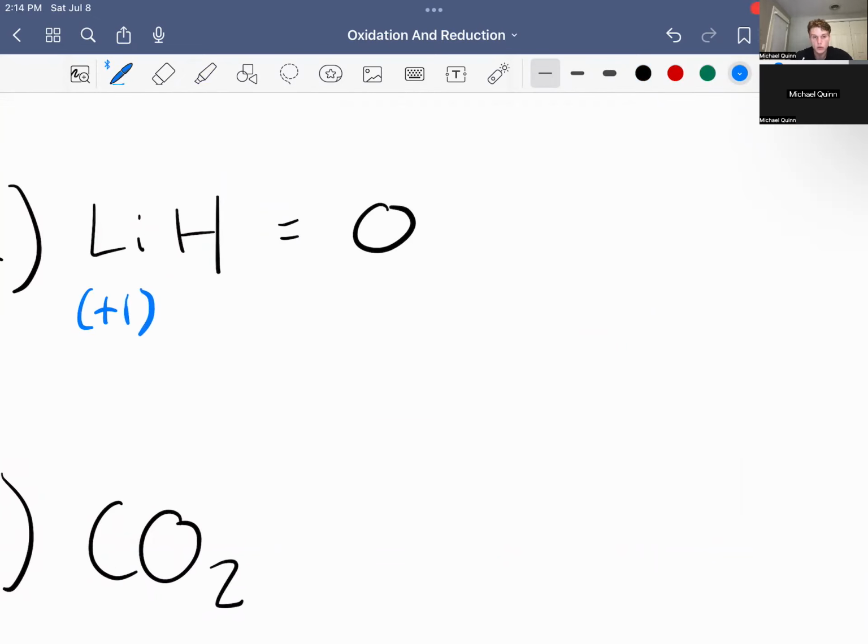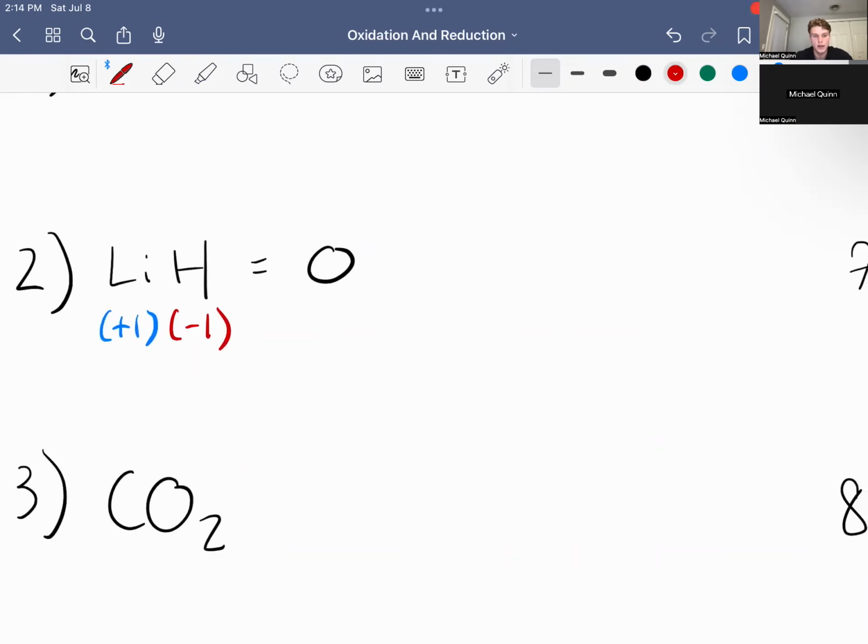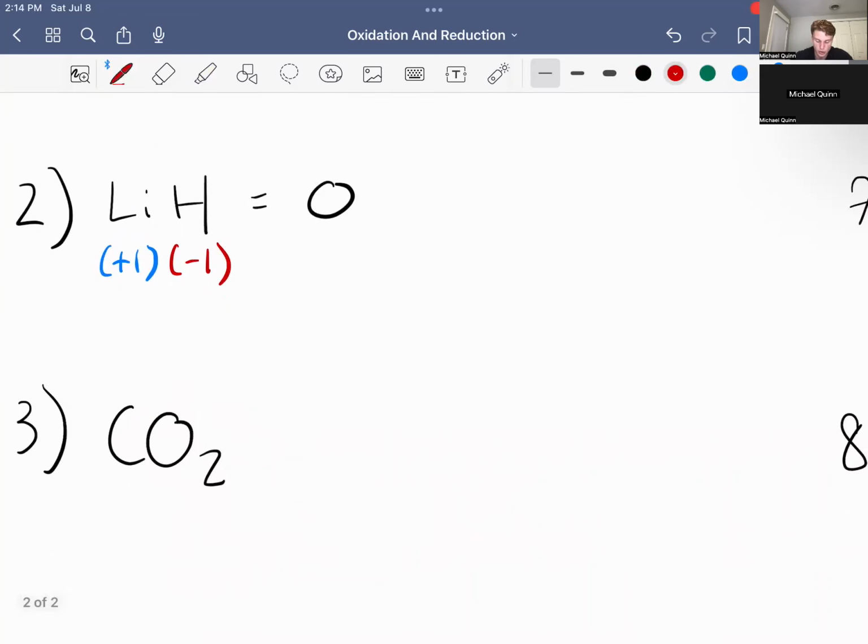So now that we know lithium has an oxidation state of +1, what must hydrogen be? Well, +1 minus 1 equals 0. So we can use this algebra to solve for the oxidation state of multiple atoms. So in number 2, lithium has an oxidation state of +1, hydrogen has an oxidation state of -1, and the overall molecule has 0 charge.